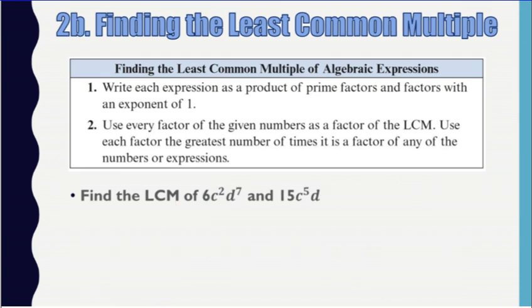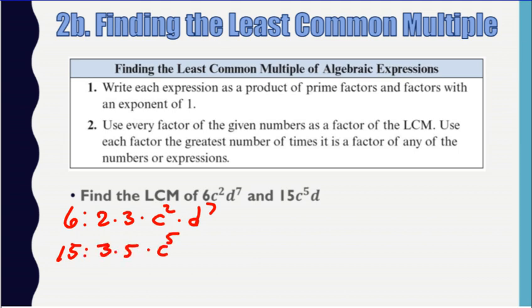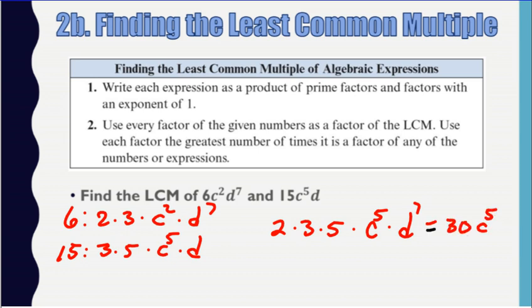Next one, find the least common multiple of these. So we got 6, which is 2 times 3 times c squared times d to the 7th. And then 15 would be 3 times 5 times c to the 5th times d. So the most factors I'm using, 2 is used once, 3 is being used once, 5 is being used once. The most c's, c to the 5th. The most d's, d to the 7th. So now I have 6 times 5, which is 30, c to the 5th, d to the 7th would be our least common multiple.